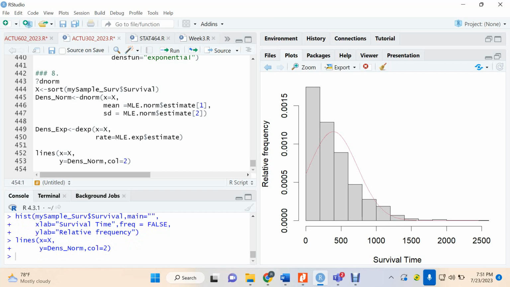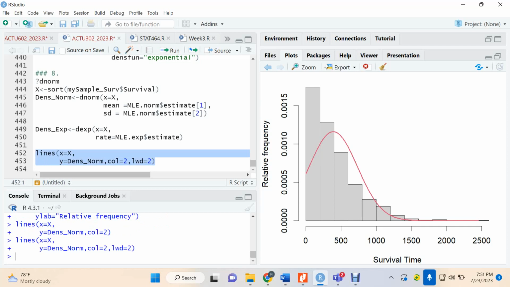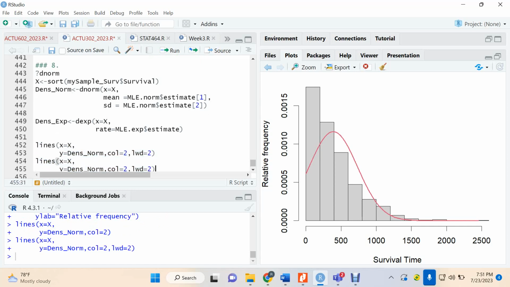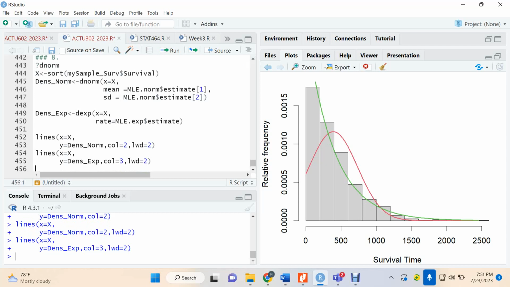So there it is. Let me increase the line width so that we see it properly. Line width 2, it will make the line big. So that's how the normal distribution does it. And then now I can also do the same thing for the exponential. So here I'll just do the exponential density. And then I change the color to 3. So there it is. Okay.